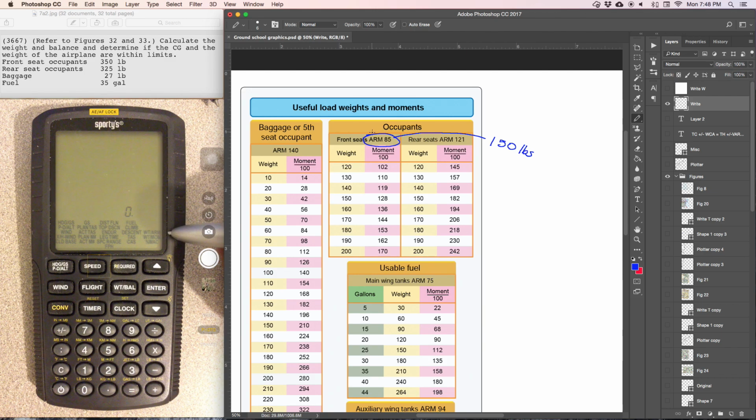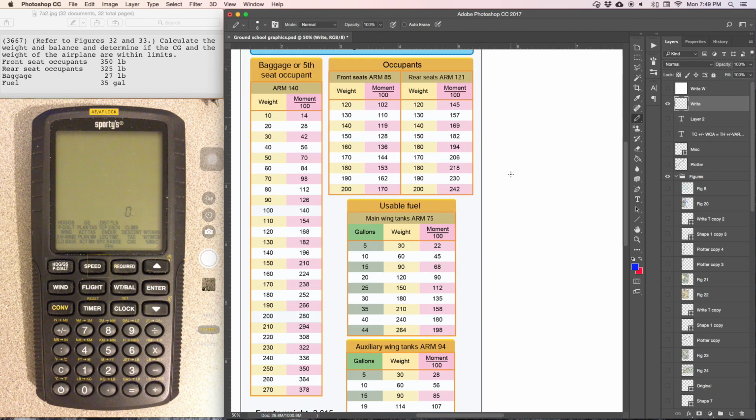For the first one, weight and arm, we could use this information: 150 pounds, 85 inches for the arm. If we wanted to use weight and moment, we would still use the 150 pounds, but we would have to go back to the chart, find 150 pounds, and use the 128 for the moment. You can work the problems either way, but if I am able to, my choice is to use the first one, weight and arm.